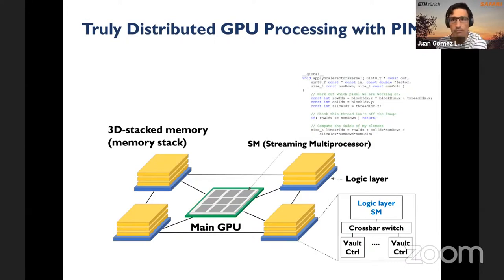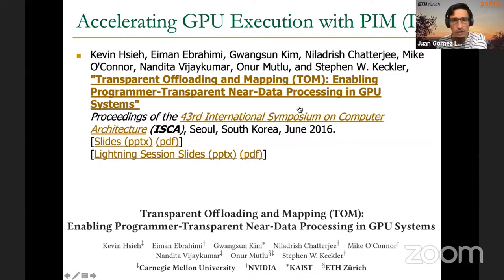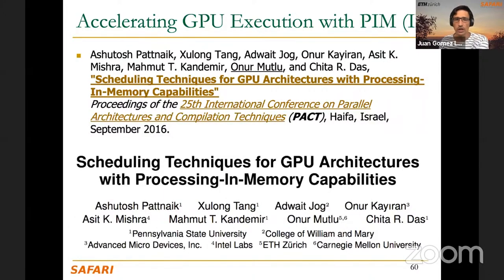So that's something that you can find in this TOM paper, the same idea of offloading simple functions to the PIM side can also be applied to GPUs. And this is another example of a processing in memory GPU architecture. In this case, the granularity of the offloading is a little bit coarser than in the TOM paper, because here we offload entire kernels that are previously identified as memory bound or compute bound. Two very interesting readings.